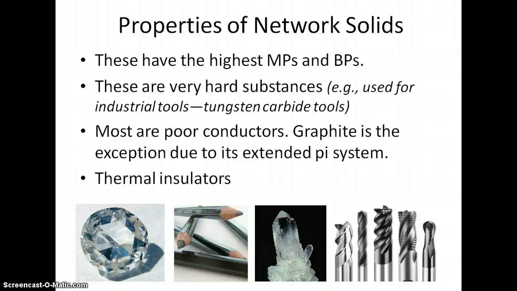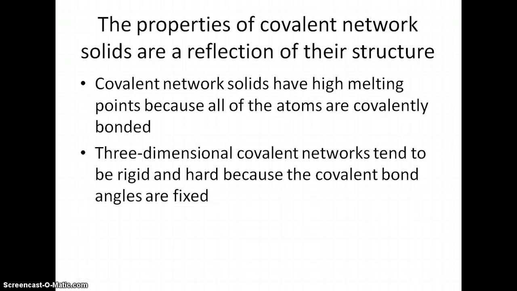They're also very good insulators because they're poor conductors, so they tend to not allow the movement of heat. So that makes them a very good insulator. The properties that we've just talked about are a reflection of their structure. So the high melting point is because all of our atoms in a network are covalently bonded. And the three-dimensional structures tend to make them more rigid and hard because they have bond angles that are fixed because they're covalent bonds.